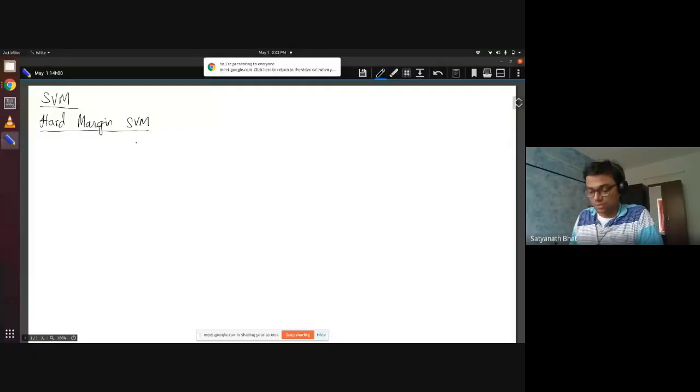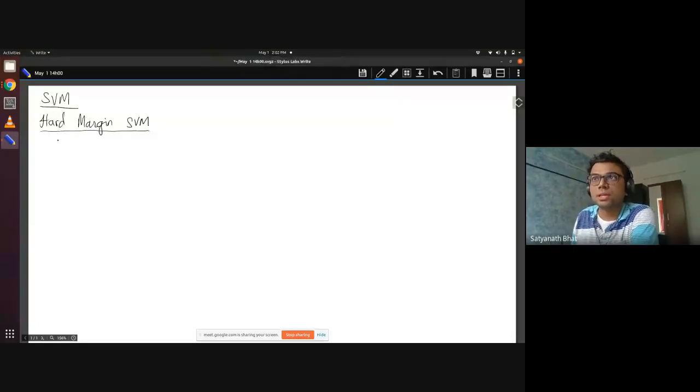All right. So we were looking at hard margin SVM. In the case of hard margin SVM, what we have is that the input has to be linearly separable.